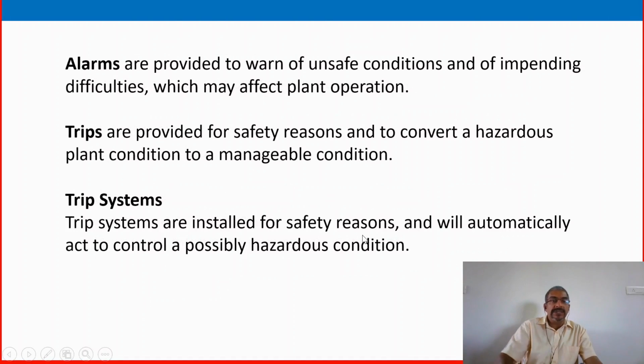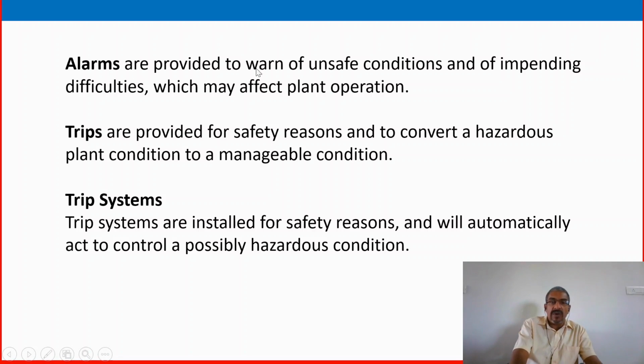Alarms are provided to warn of unsafe conditions and of impending difficulties which may affect the plant operation. Alarms are provided to warn. That is an important word to remember: warn of unsafe condition. Trips are provided for safety reasons and to convert a hazardous plant condition to a manageable condition. So alarms and trips are different.